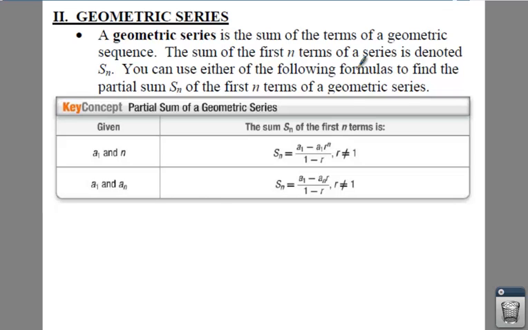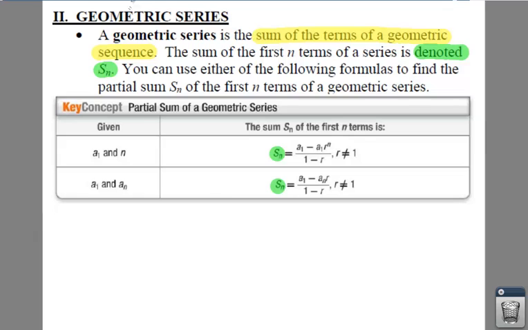Alright, the second part of 10.3 is geometric series, and you notice that a geometric series is going to be your sum of your terms of a geometric sequence. So now anytime you are talking about a sum, then you denote it as S sub n. You can use either of these formulas down here to find your S sub n, and the big difference between the two is what you are given.